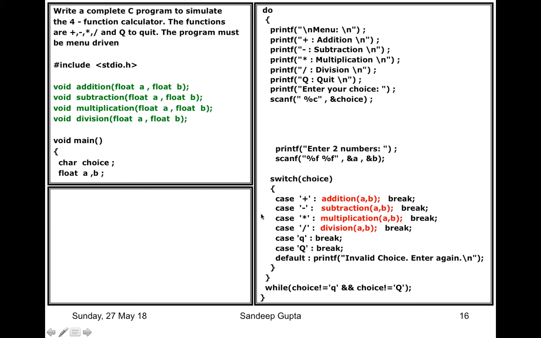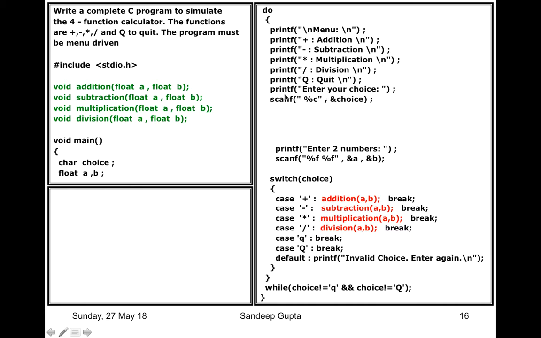Now, although the program is big, I said it is simple. So look carefully. All these printfs which you see over here, they will basically display the menu. So they will display the menu, plus addition, minus subtraction. It corresponds to the output. If you have written the output, you will find it easy.